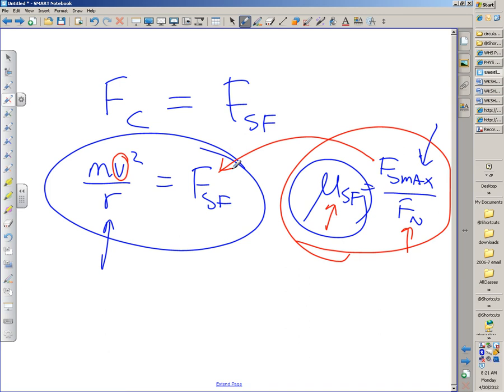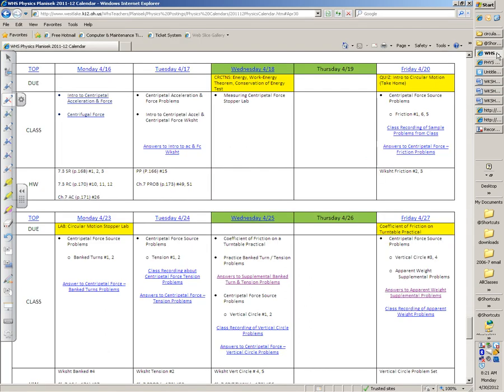Answers to those frictional problems are posted on the website, right? On the 20th of April. It says answers to centripetal force friction problems. There's also a link there. It says class reporting of sample problems from class. So I think we did 2 examples in class. You can go through it and see how we did it. Check it out.